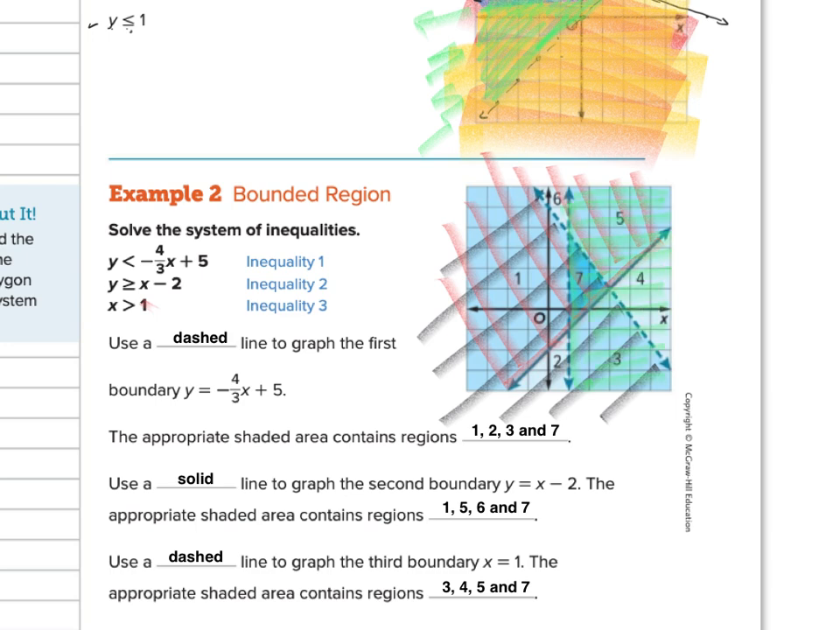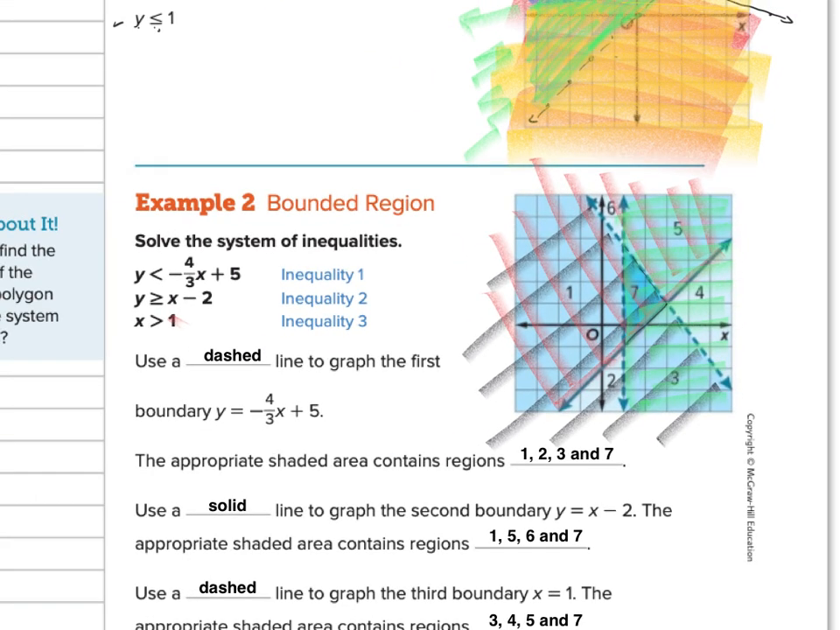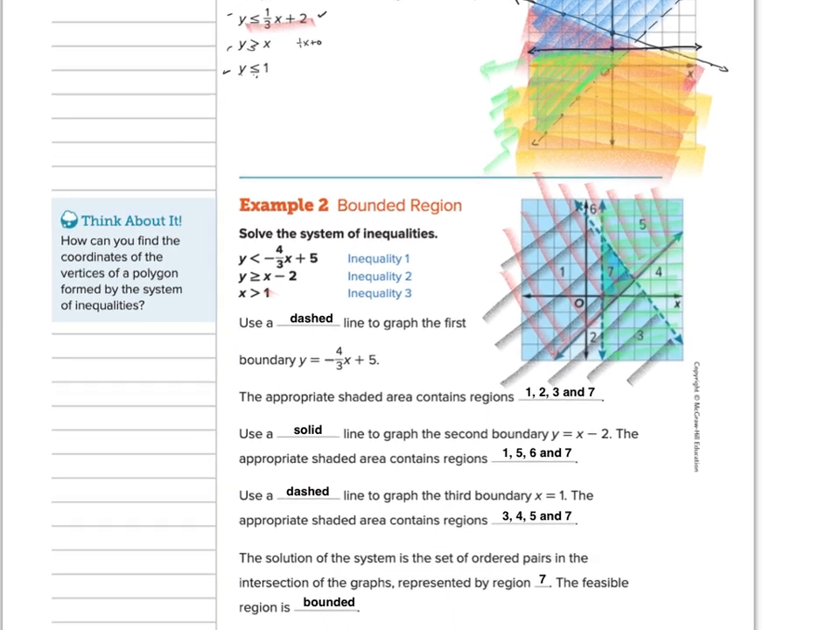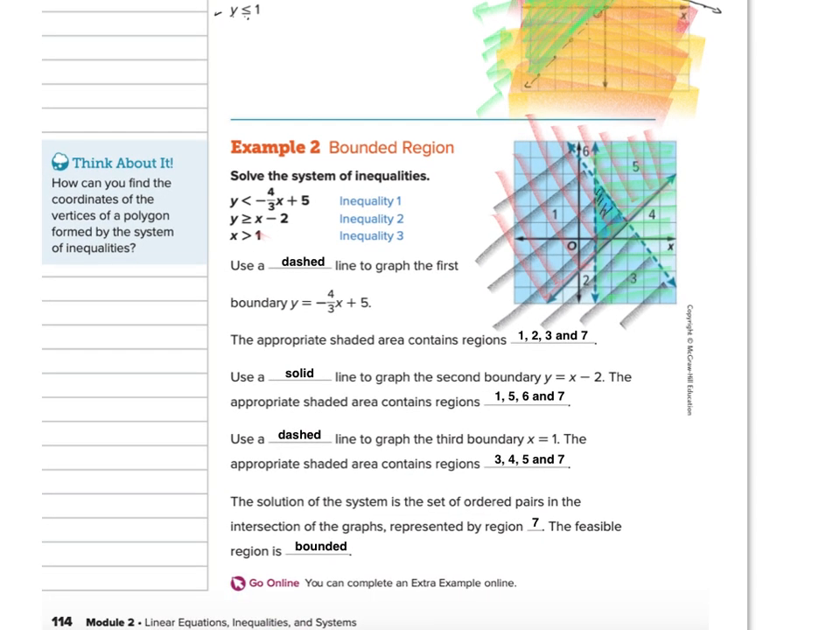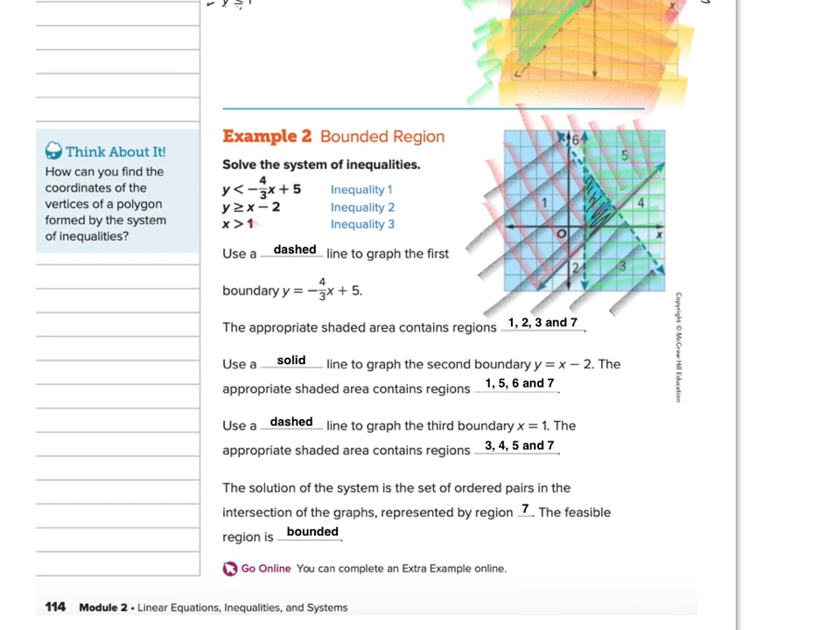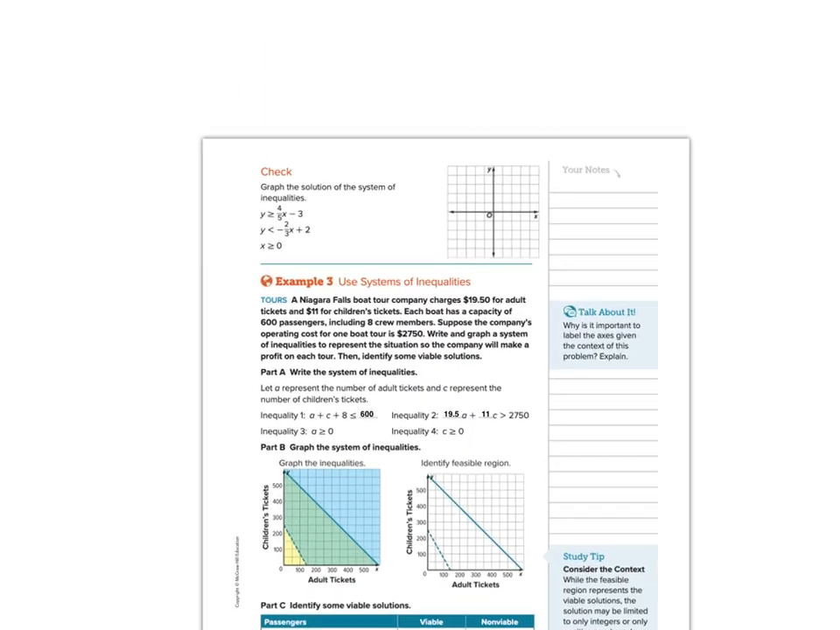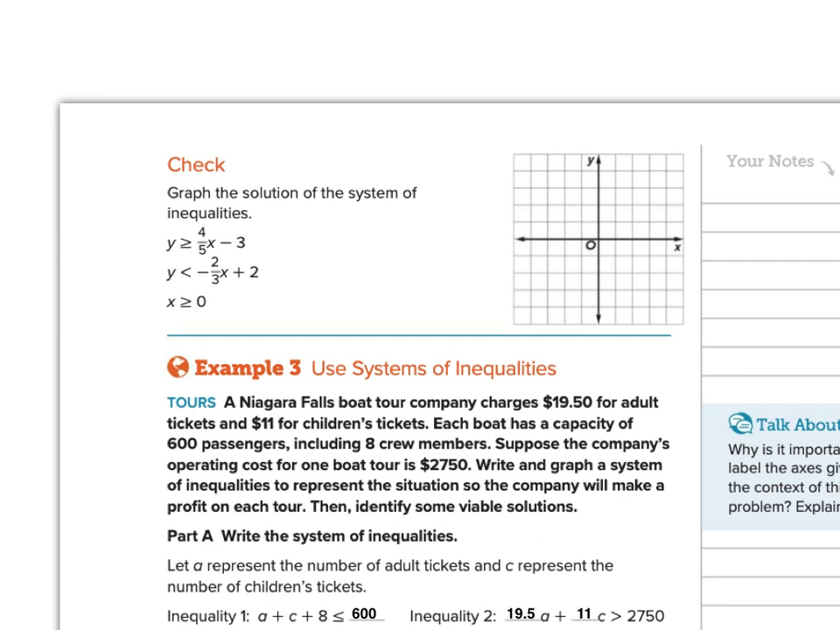So what they're saying is, if you notice, all of them overlap in this region right here. Area 7 is where they all overlap. So that is my bounded region because it actually has borders on all sides, and you're moving inward to that. So this is my bounded solution region. So that's what they're looking at. So if you go to check that, what I would do is go ahead and do this check on your own, and then stop the video and come back and check it and see how you did.